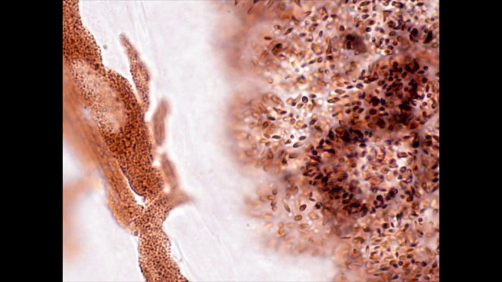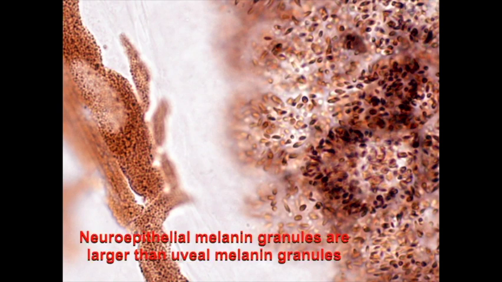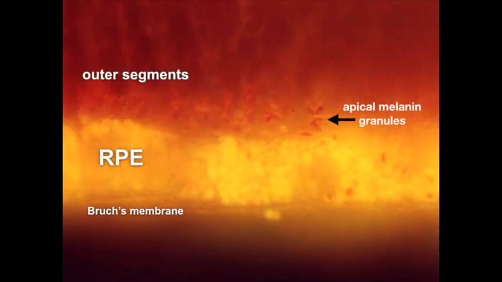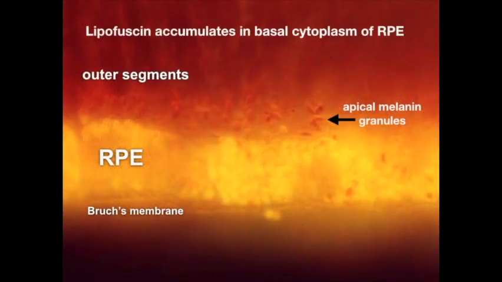Granules of neuroepithelial melanin are always larger than the granules in the uveal melanocytes. The large ellipsoidal granules in the RPE cells at right contrast with the fine dust-like granules in the choroidal melanocytes in this flat preparation. The basal cytoplasm of the RPE cells contains lipofuscin pigment. This is visible as myriad autofluorescent golden yellow granules in this fluorescent micrograph.